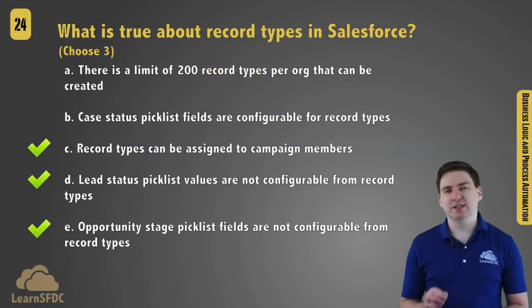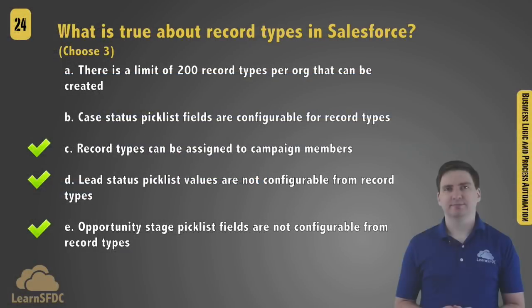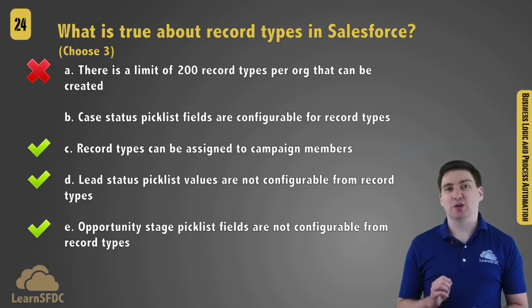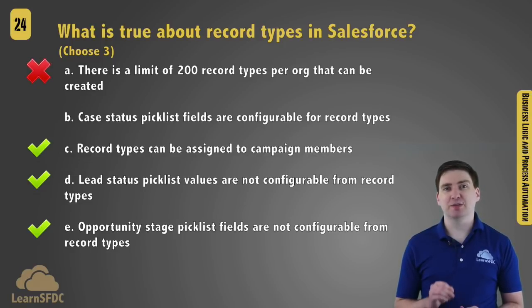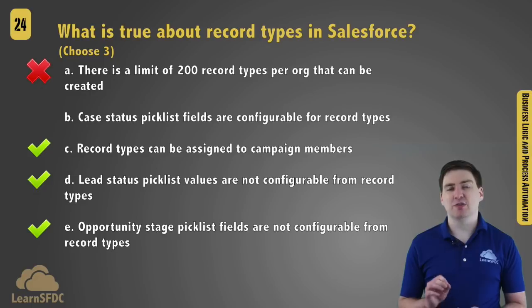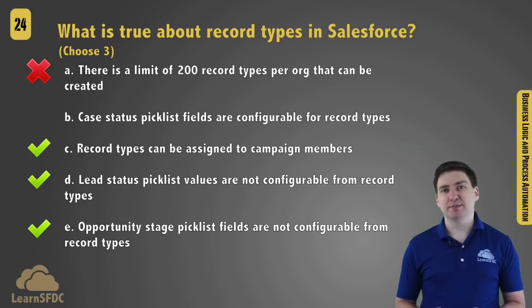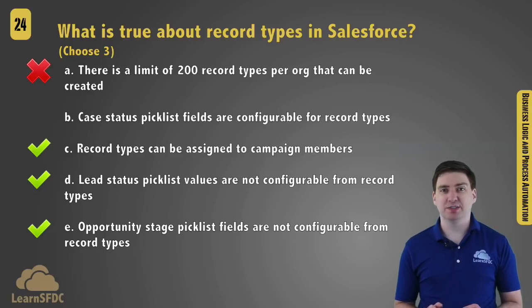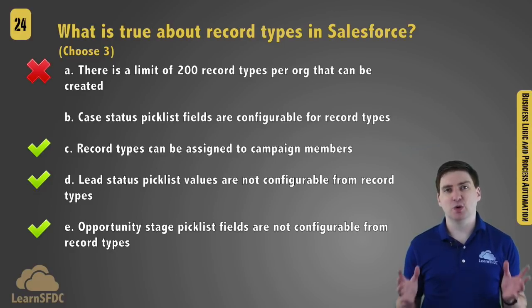Now let's look at the incorrect answers. A is incorrect because there are no limits in Salesforce for the amount of record types that can be created throughout an org. As a best practice, Salesforce recommends no more than 200 record types be created, as administrators might have difficulty managing their record types if they exceed 200. But there's no hard limit.